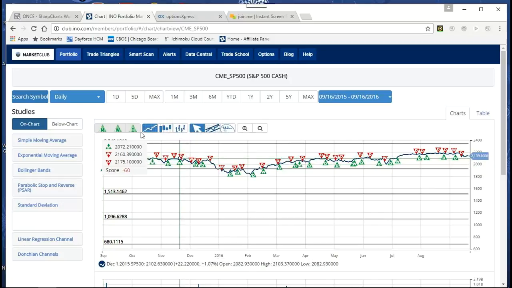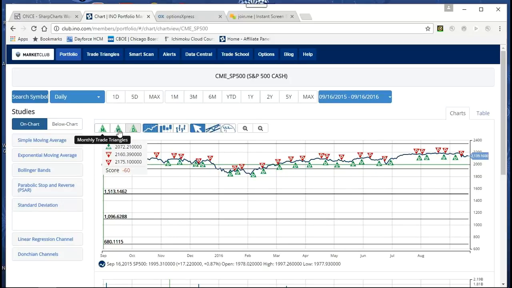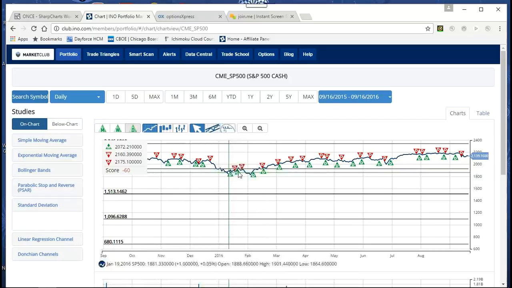All right, what I'm going to do here is click on all triangles up in the upper left-hand corner. And as you see, when I click on them, they all disappear. Now, the way this trade triangle system works, green means buy, which means it's going upward, and red means sell. You got a daily triangle, a weekly triangle, and a monthly. The daily triangle is considered your entry and exit points in order to get in and out of a trade. That's your daily triangle.